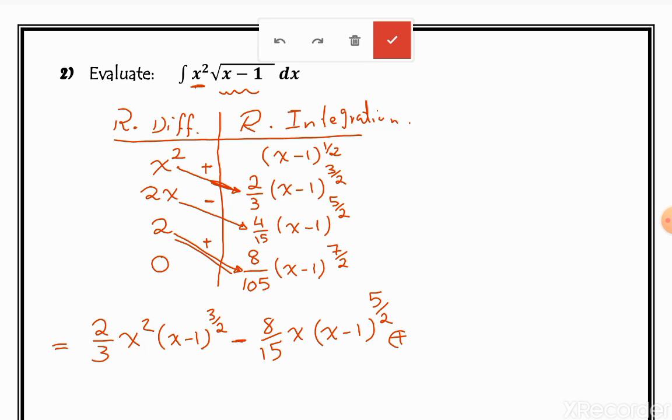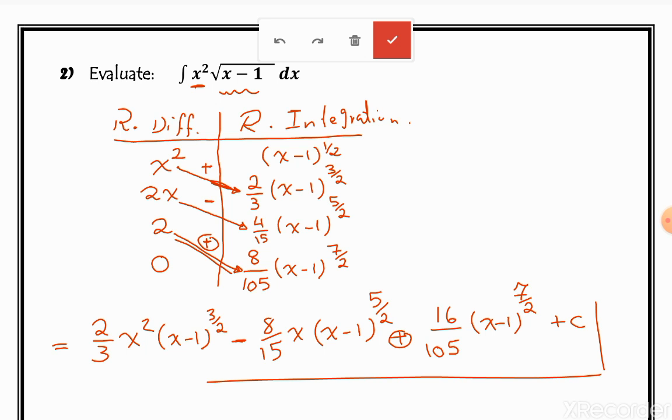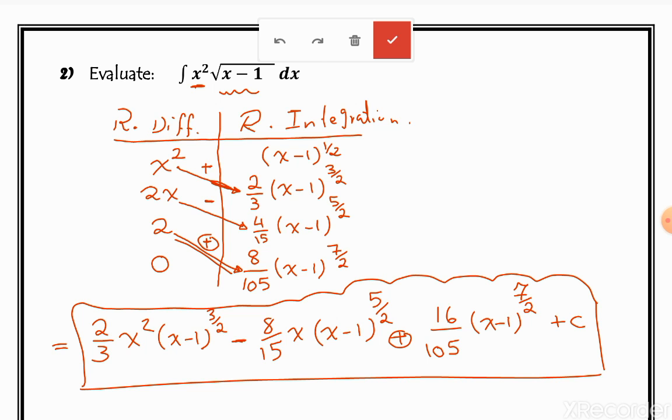It should be plus here because the last sign above the arrow is positive. 2 times 8, which is 16 over 105, x minus 1 to the power of 7 over 2, and this plus c, and this is your answer. I know that all the students will enjoy this way.